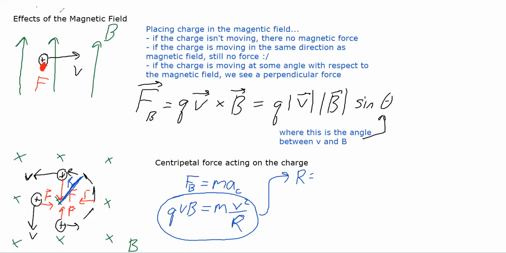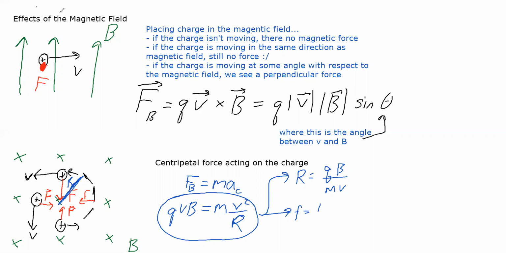All right, solving for R, you get mV over QB. Depending on the charge of the particle and the mass of the particle and how strong the magnetic field is and your velocity, all that determines how tight this radius is going to be, or how large this radius is going to be. We can use it to find frequency. Frequency is a little harder.